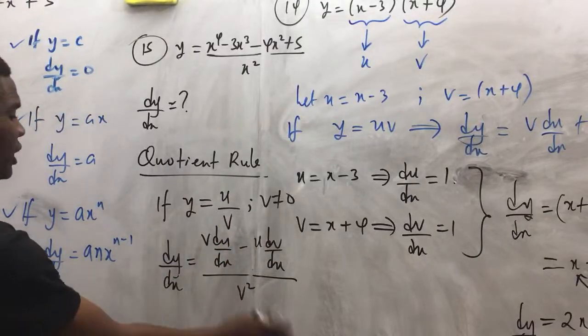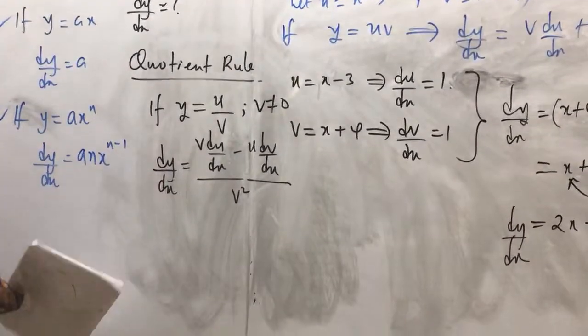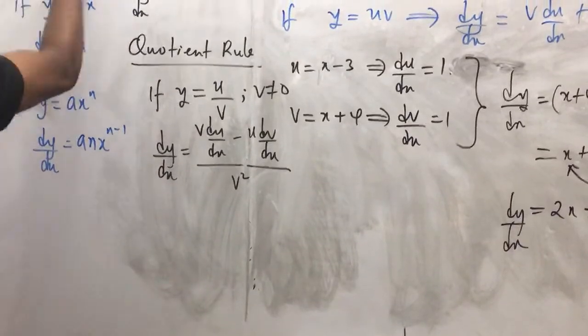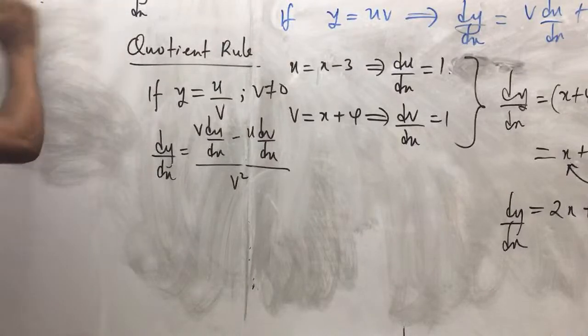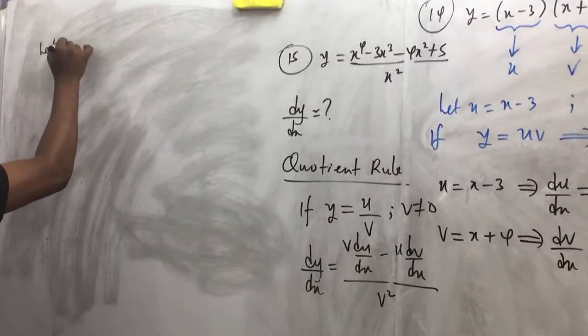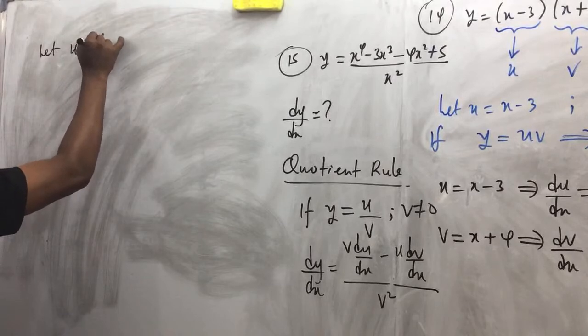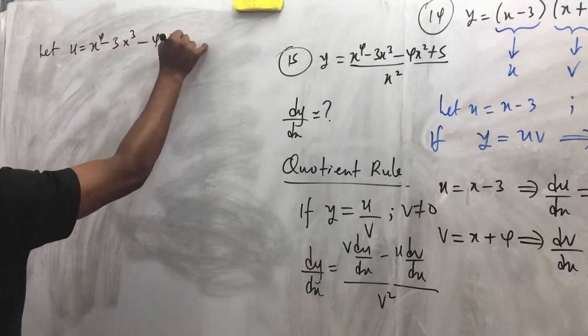So what I'm going to do here will be to start with calling for this particular function we've been given. I'm going to call the numerator and denominator different functions. Okay? So I'm going to do this here. I'm going to say let u be equal to my numerator, x raised to the power 4 minus 3x cubed minus 4x squared plus 5.